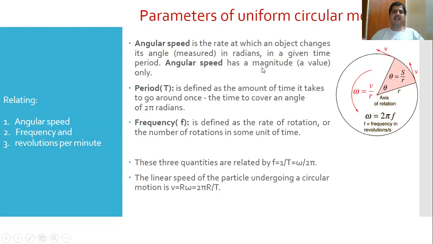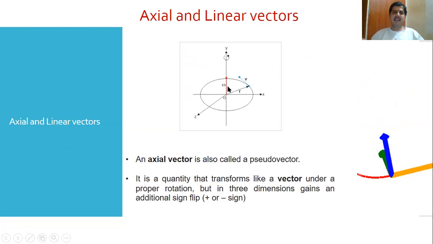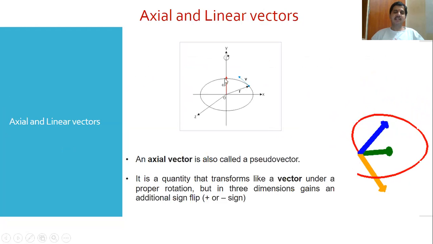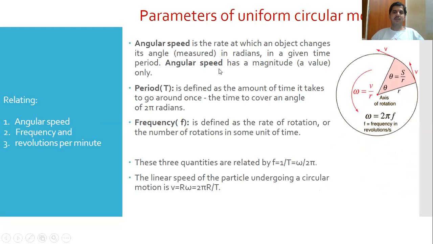Angular speed is a magnitude only. It means it's only a scalar. It is not a vector. When I talk about angular velocity, which we had seen previously, the angular velocity vector is nothing but the angular speed with the direction of the vector clearly specified. Okay, now we have seen what angular speed and angular velocity are.